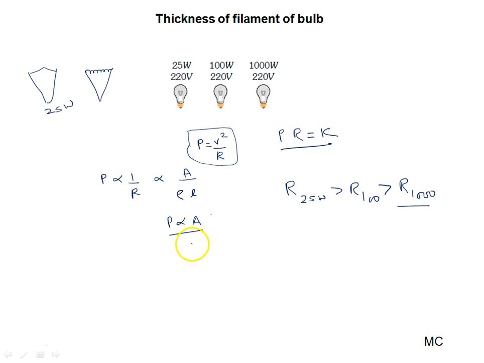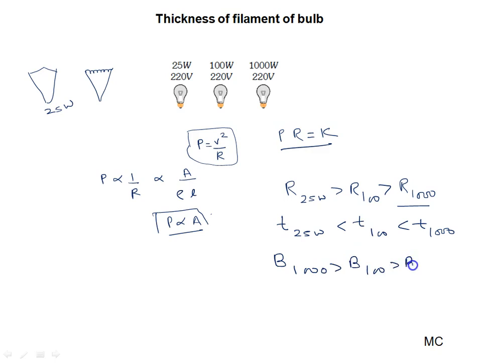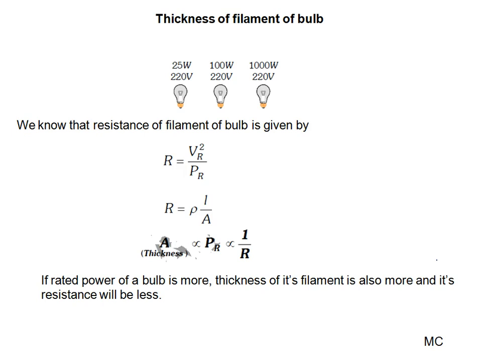Second thing, thickness. Thickness depends on the power. It means the thickness of the 25 watt bulb is less compared to the thickness of the 100 watt bulb, compared to the thickness of the 1000 watt bulb. The thickness of the filament will be more. Then brightness. Brightness is directly related to the power. So if brightness is asked, the brightness of the 1000 watt is more compared to 100 watt, compared to 25 watt. Let me show you on my slide like this. Okay.